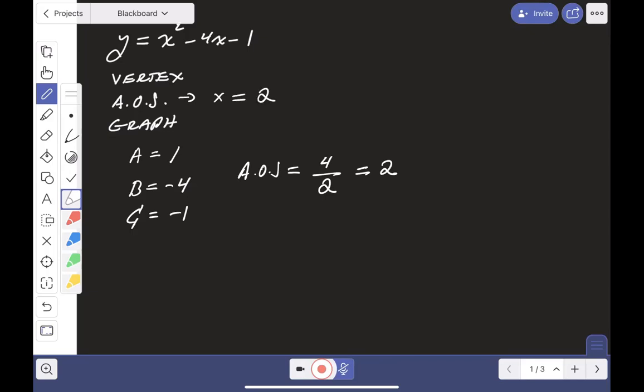All right. What's the vertex going to be? Well, I know the X is 2, but I do not know the Y. So I need to write that down for you. Y is, and what's Y? It's the X squared, which is 4, minus 4 times 2, which is 8, minus 1. Well, 4 minus 8 minus 1 is going to be -5.